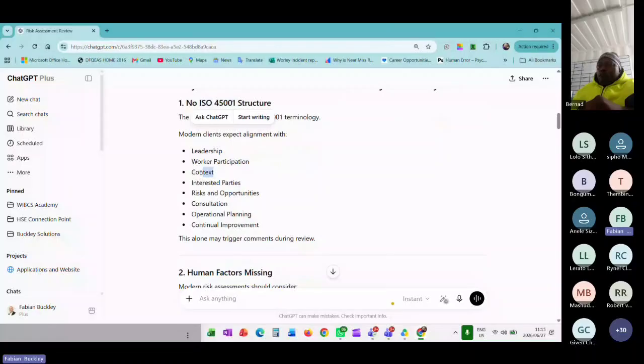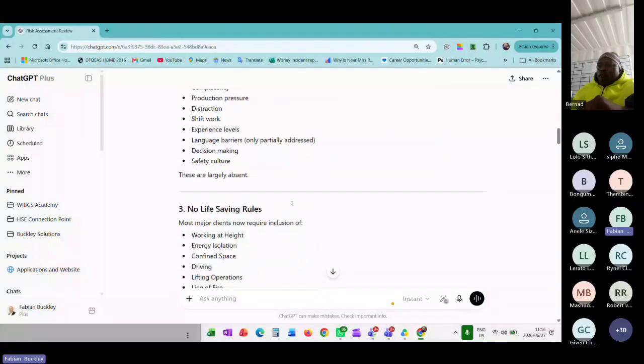Okay? Human factors that are missing. Modern risk assessment should consider fatigue, stress, mental health, complacency, production pressure, distraction, shift work, experience levels, language barriers, decision-making, and safety culture. So if we look at this, fatigue, is fatigue a hazard or a risk? Fatigue, do we think it's a risk or do we think it's a hazard?